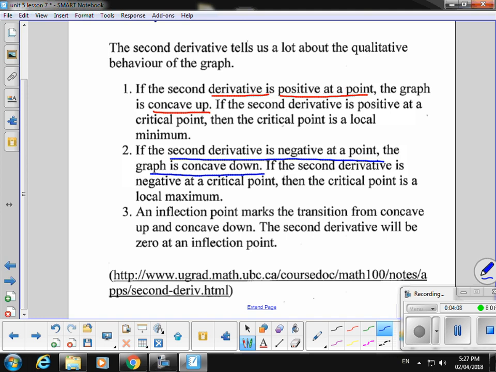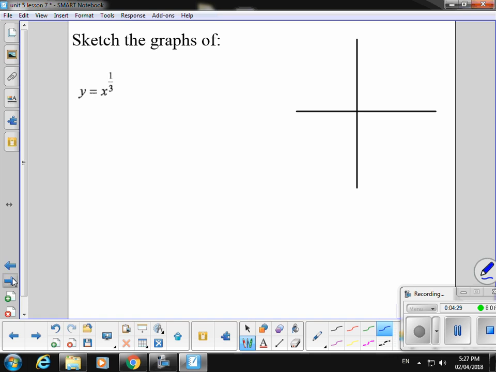An inflection point, this is important, makes the transition from concave up to concave down and vice versa. It will be 0 at an inflection point. So as we change concavity, we're looking for those zeros. Let's sketch y equals x to the 1/3. So for our algorithm from yesterday, we are looking for vertical asymptotes. There aren't any. There are no discontinuities in the domain.